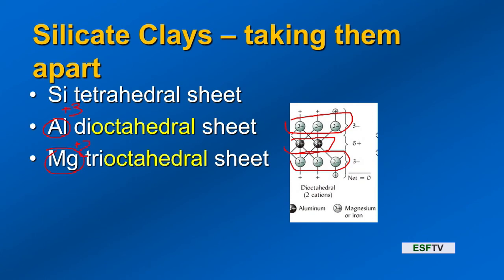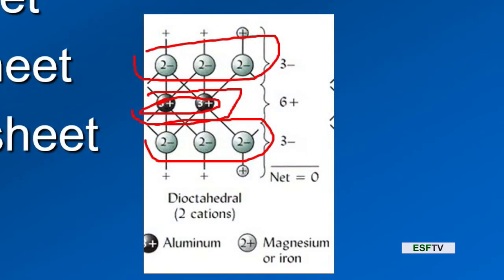So to balance this covalently, it takes 2 aluminums +3, there they are there. It takes 2 of them, or we could do a different crystal and use magnesiums. It would take 3 magnesiums, trioctahedral sheet, 3.